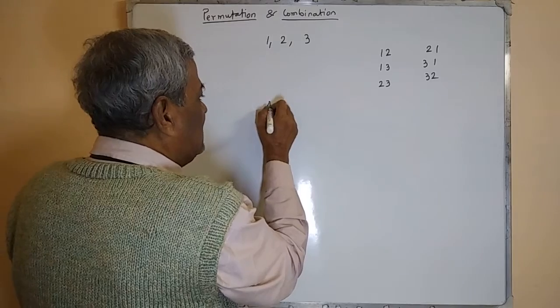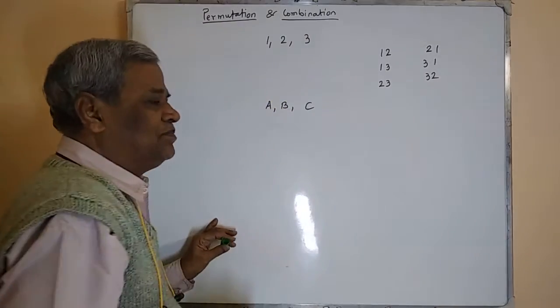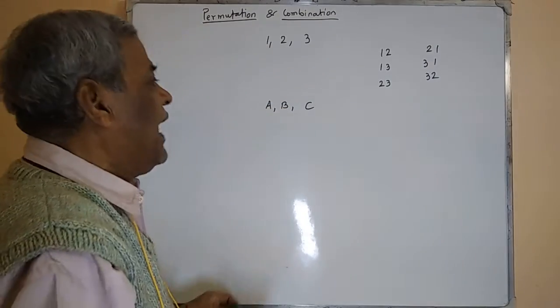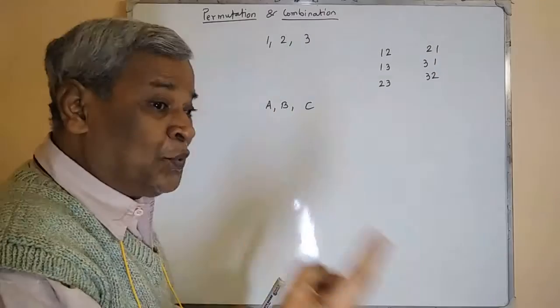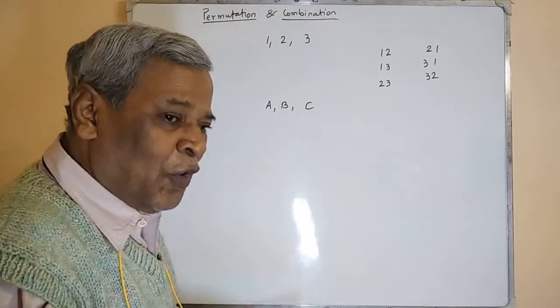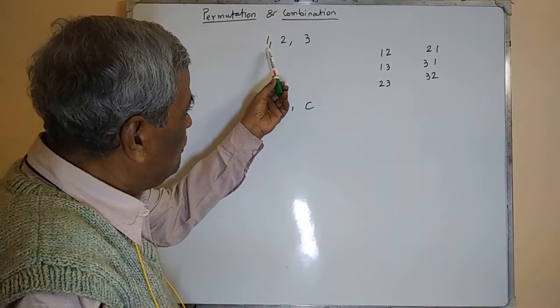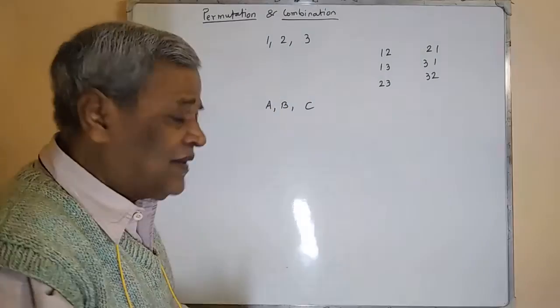Now consider another problem. Suppose A, B and C are 3 members of a club. A, B, C, here also 3, there also 3. And how many ways can a committee of 2 be formed by using them? Almost the same. We have to use 2 from there, here also we have to use 2 from there.